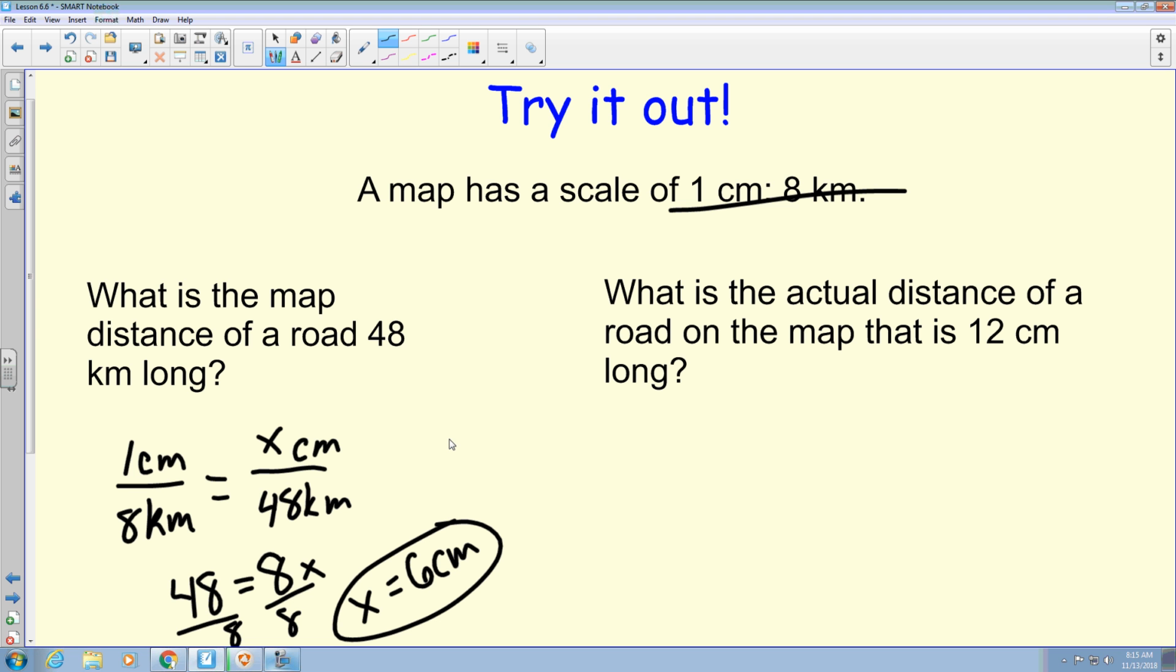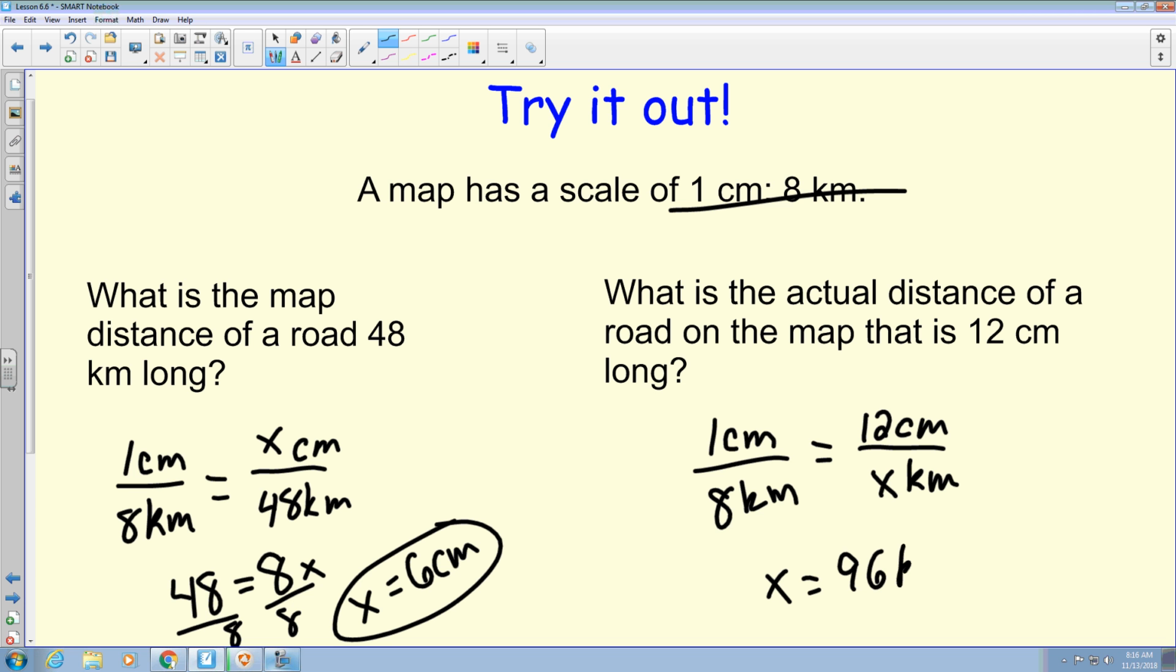So looking at the next sentence here, it says, what is the actual distance of a road on a map that is 12 centimeters long? So again, we write out our scale factor to begin with, and we have 12 centimeters. So they give us the centimeters. What they're looking for is the actual distance in kilometers. So write this in. 1 times x is x. 8 times 12 is 96, and it would be 96 kilometers.